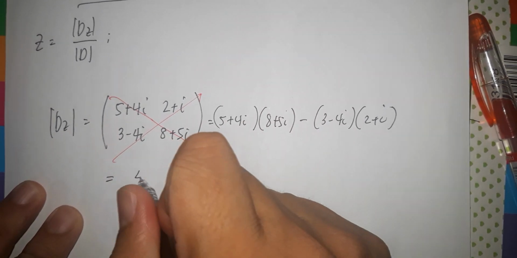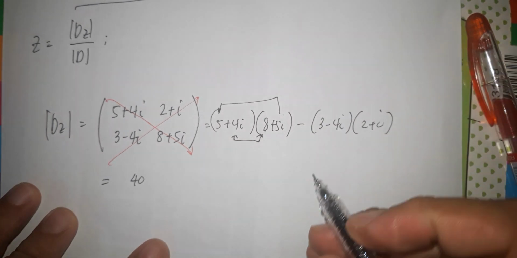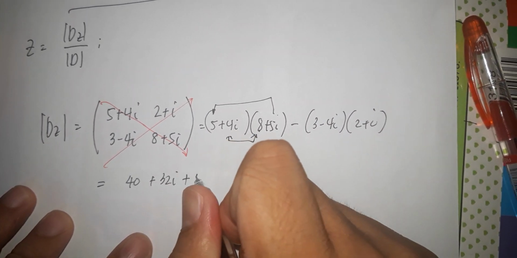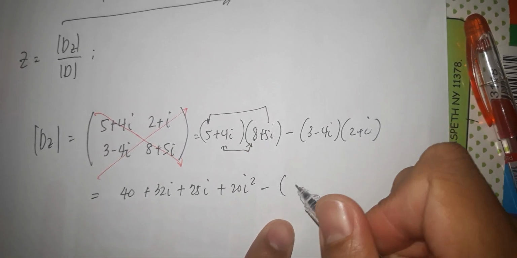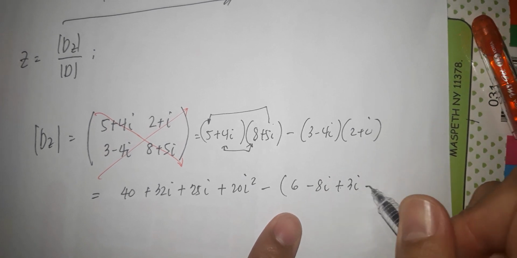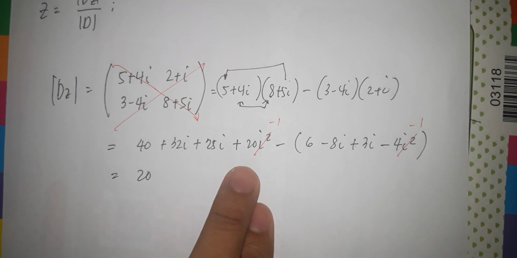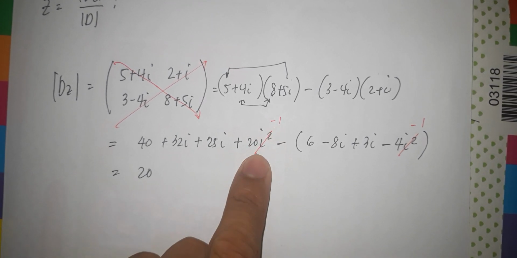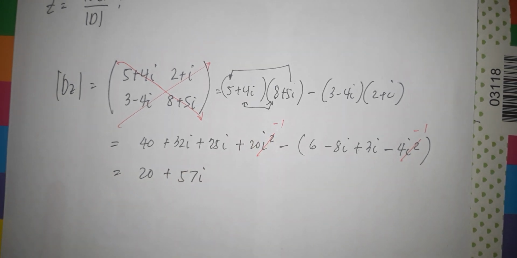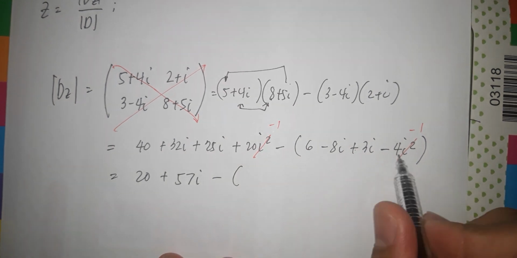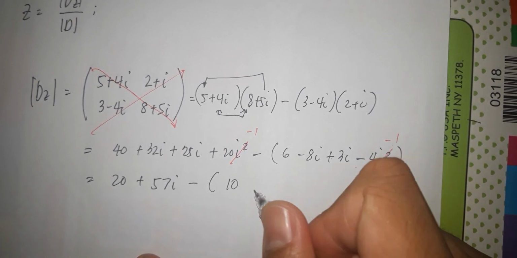So this gives you 40, since 5 times 8 is 40. Then 32i plus 25i plus 20i squared. But again, i squared is negative 1, so 20i squared is negative 20, added to 40 is 20, plus 57i. That's minus the quantity 6 minus 8i plus 3i minus 4i squared, so 6 plus 4 is 10, minus 5i.